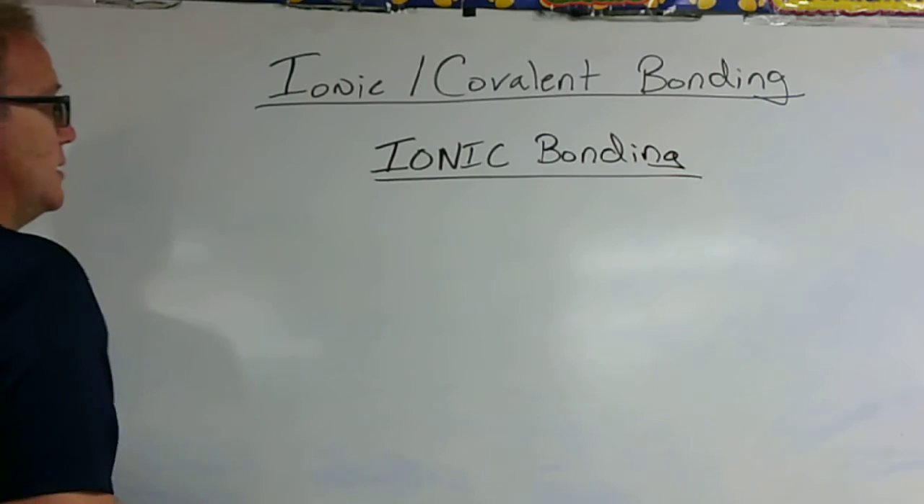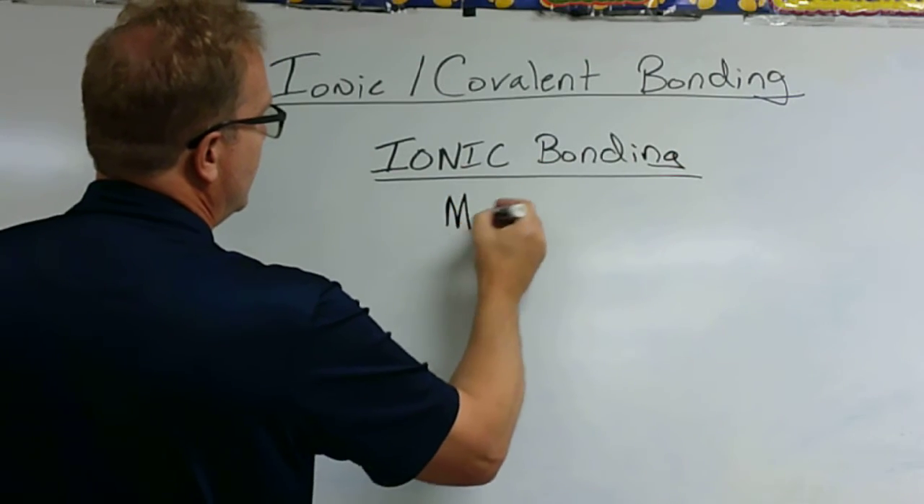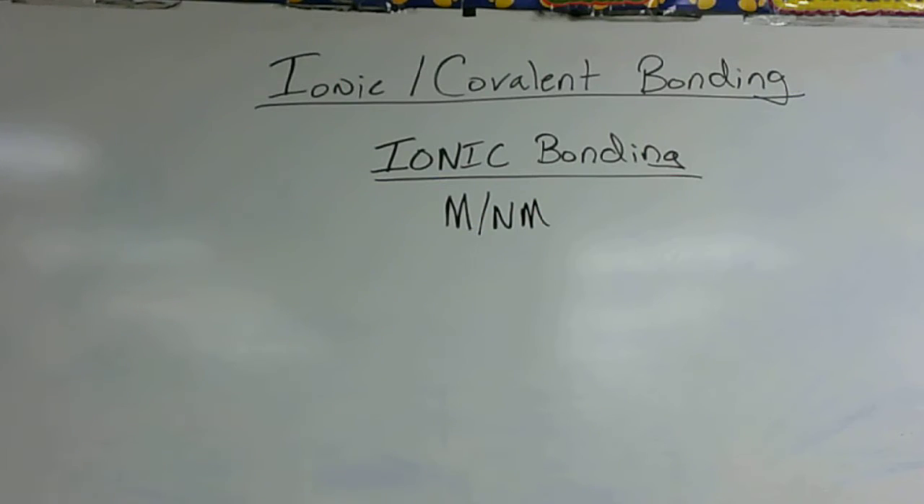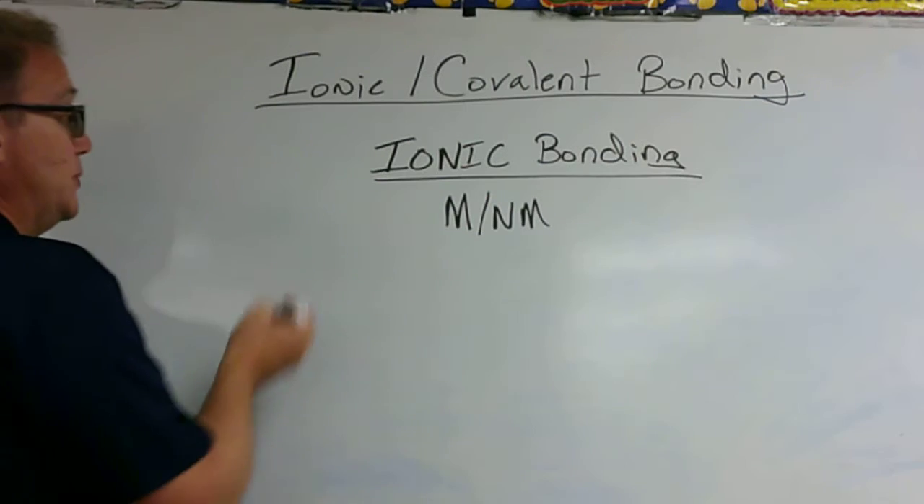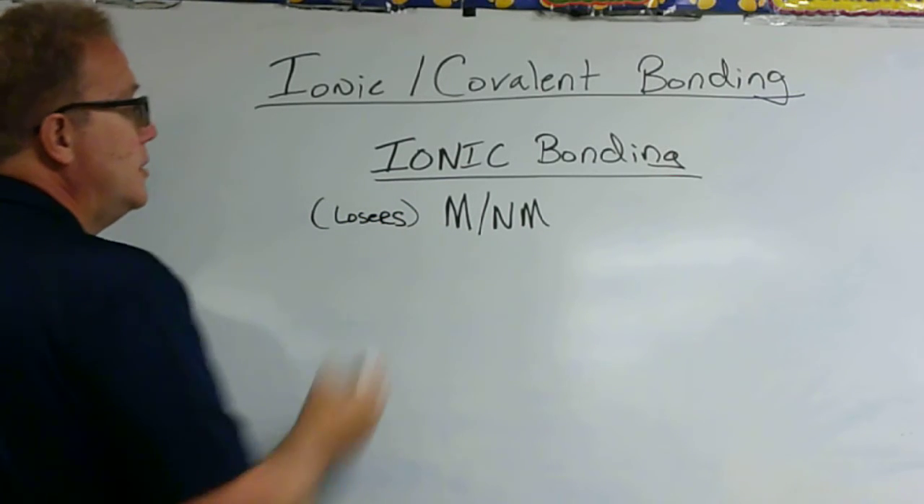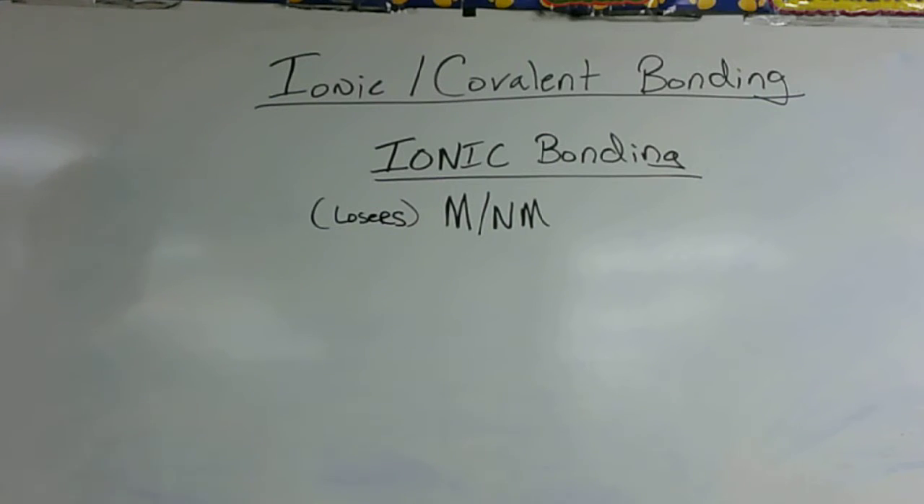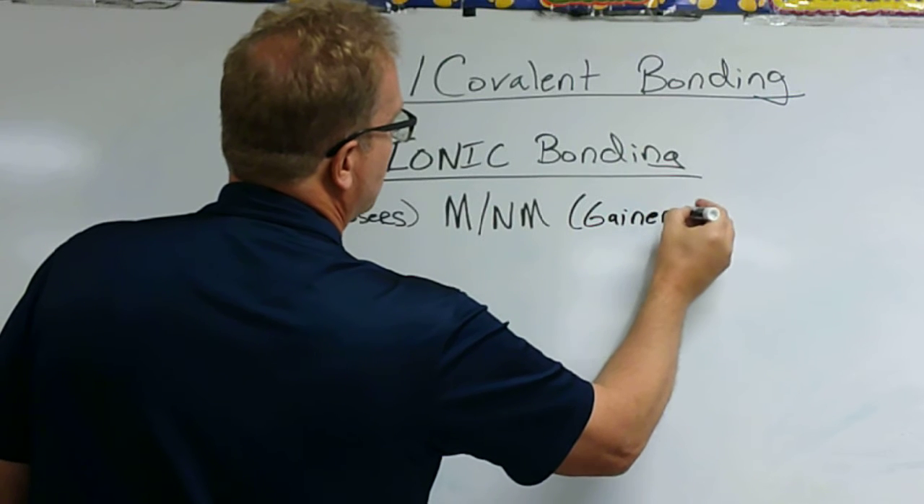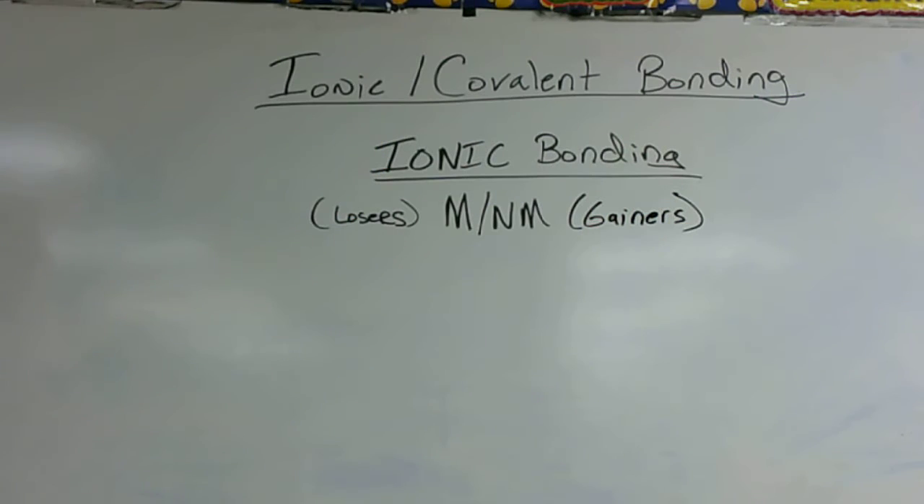Now, ionic bonding is between a metal and a non-metal. So you should have a chart showing the metals and the non-metals, but the large part on the left is a metal, and I have referred to those metals as being big, fat, lazy losers. And then the non-metals are those gainers. So bonding in ionic compounds is something called loss and gain.